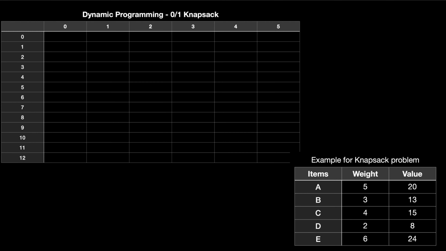So the rows are what? That's the capacity. Here our knapsack capacity is 12. So the last row is 12, and you have 13 rows. And then we have 5 items, so here you have 6 columns.